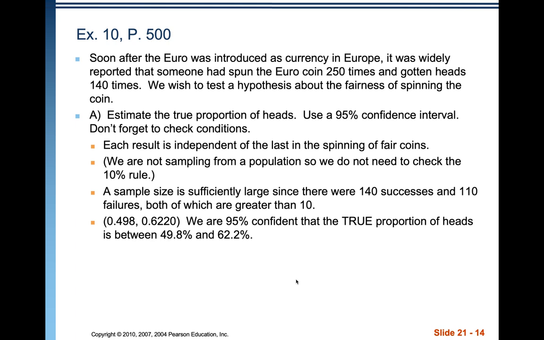All right. Then we put this information in our calculator and we get 0.498 to 0.622. And even if they don't ask you to interpret the confidence interval, especially if that's not in a follow-up question, go ahead and interpret it. We are 95% confident that the true proportion of heads is between 49.8% and 62.2%.